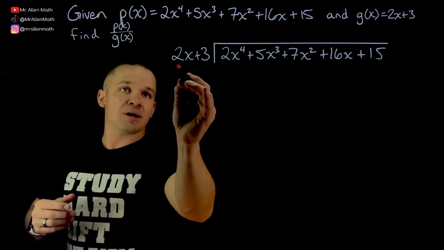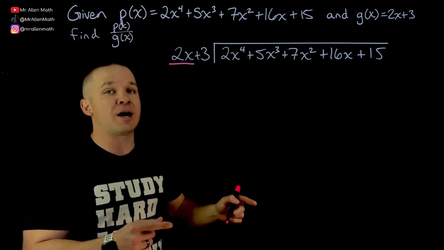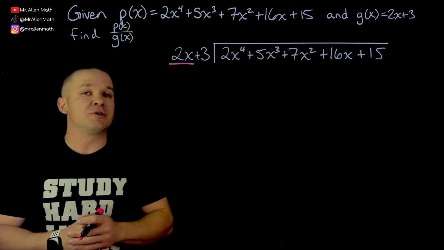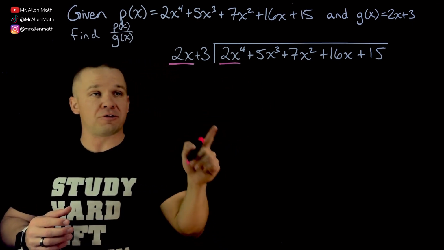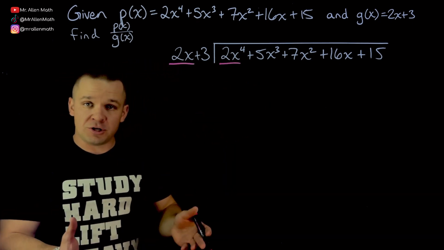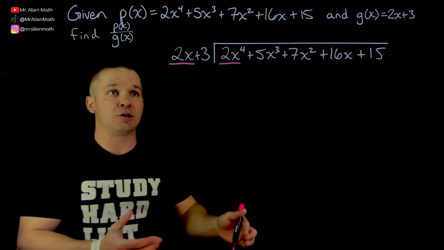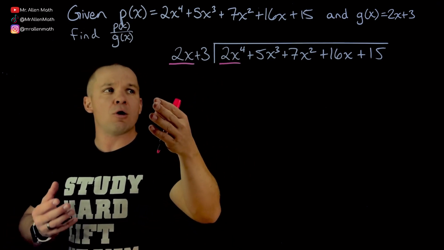So the first thing, I'm always going to focus on that 2x right there. We're going to use that a bunch through this process. And this is going to be paired up this time with the 2x to the fourth, the first term right there. And what we're going to do is divide those two. So 2x to the fourth divided by 2x, what is that?